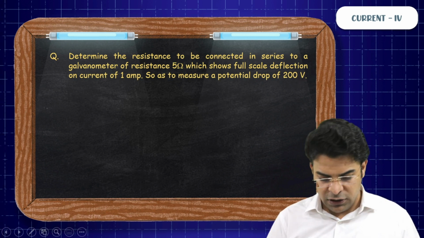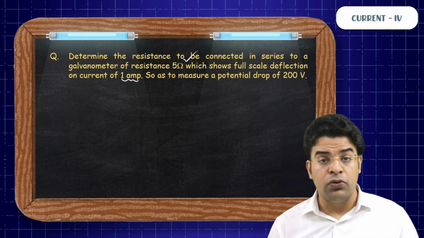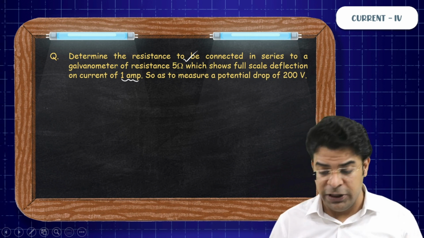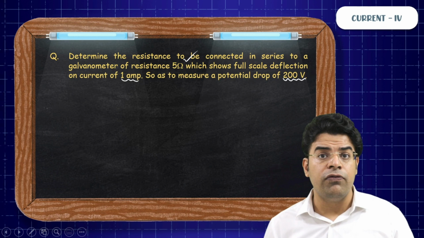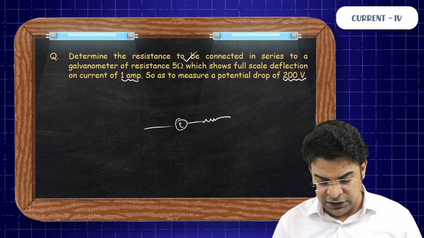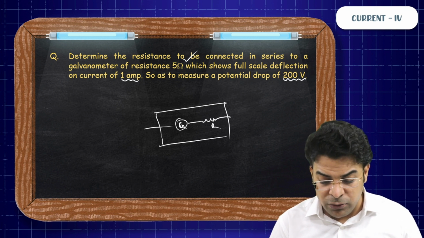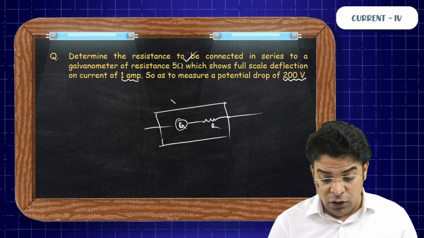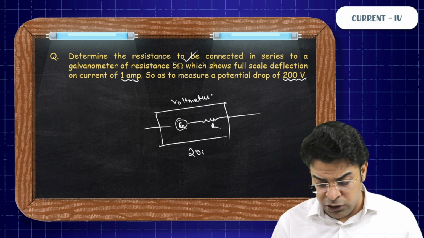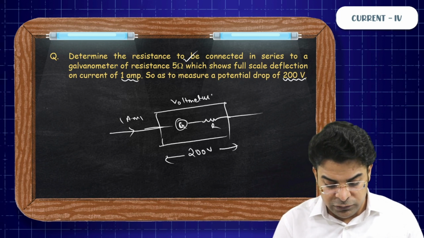So you have got a galvanometer of how much resistance? 5 ohm. The maximum current through the galvanometer can be 1 ampere. They are asking you to make a voltmeter which can measure a potential drop of 200 volt. So you will say with the galvanometer I can place a series resistance, and across this whole combination of galvanometer and series resistance, which I call my voltmeter, the potential drop should be 200 volt when a current of 1 ampere flows.